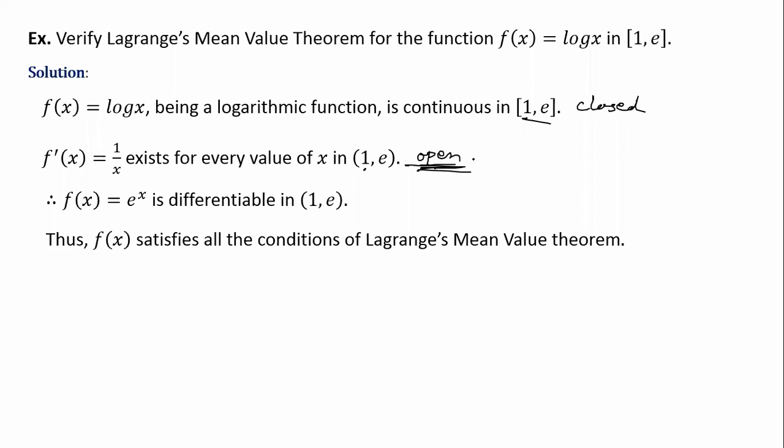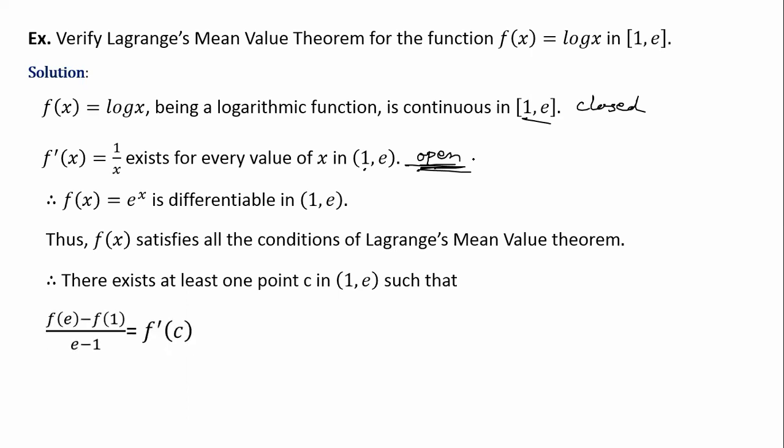Thus f(x) satisfies all the conditions of Lagrange's mean value theorem, and we can say that there exists at least one point c in the open interval (1, e) such that (f(e) - f(1))/(e - 1) is equal to f'(c). Let us put the values.